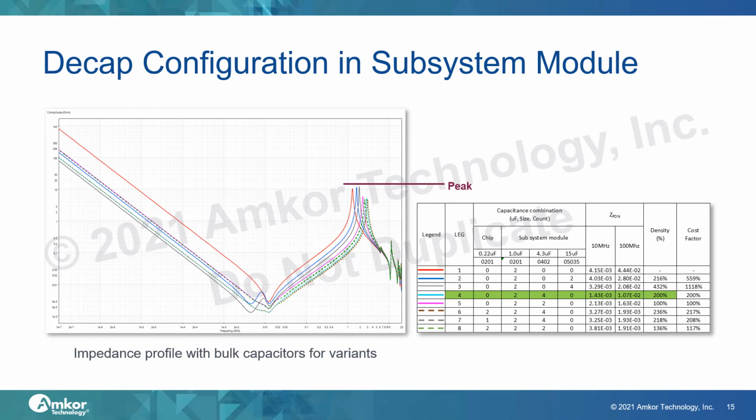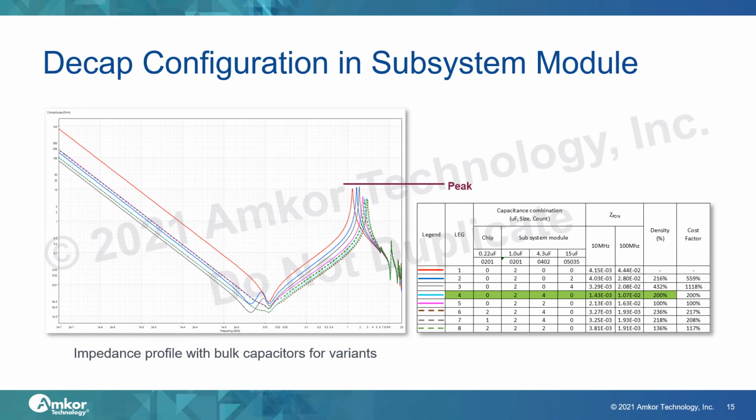This plot shows the impedance profile with bulk capacitor for all variants. Leg number 2 to number 8 show similar impedance and peak impedance trend compared to leg number 1, which is added only a 2 microfarad 0201 capacitor.